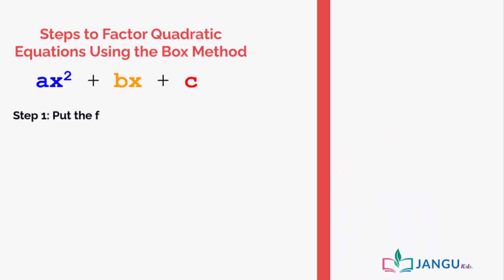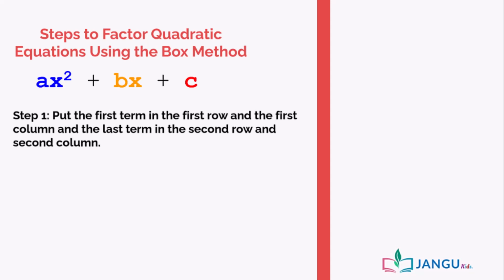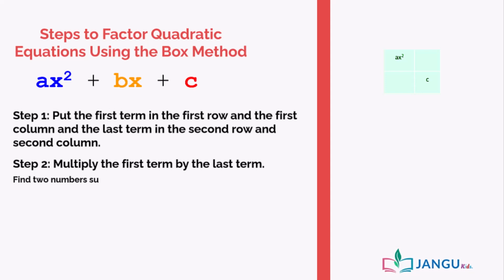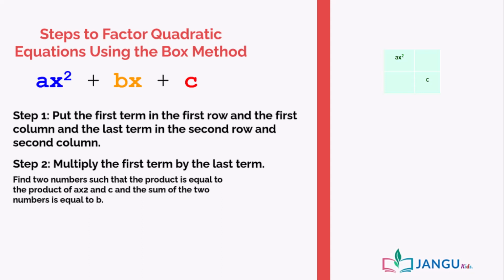Step 1. Put the first term in the first row and the first column and the last term in the second row and second column. Step 2. Multiply the first term by the last term. Then we find two numbers that the product is equal to the product of ax and c, and the sum of the two numbers is equal to b. Let jx and kx be the two numbers. We then add the value in the two empty boxes.